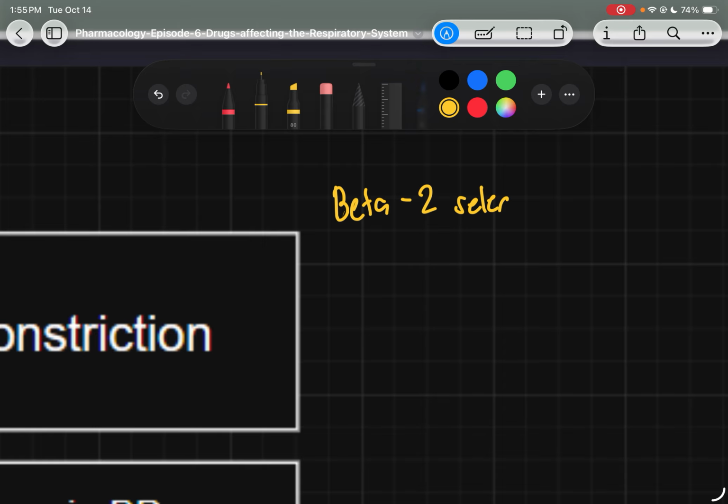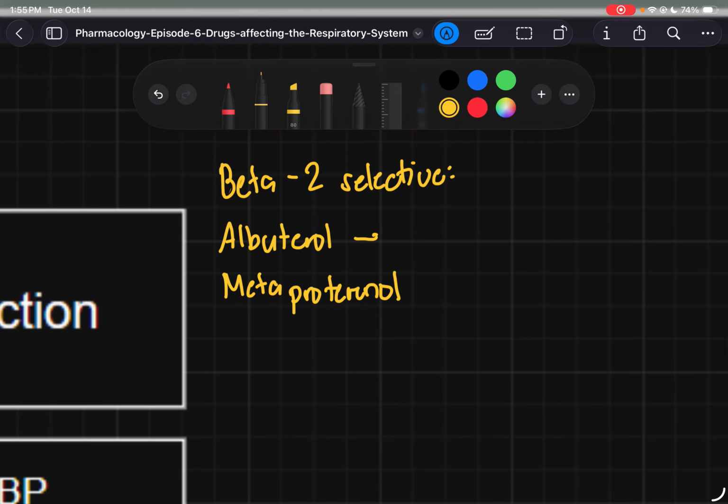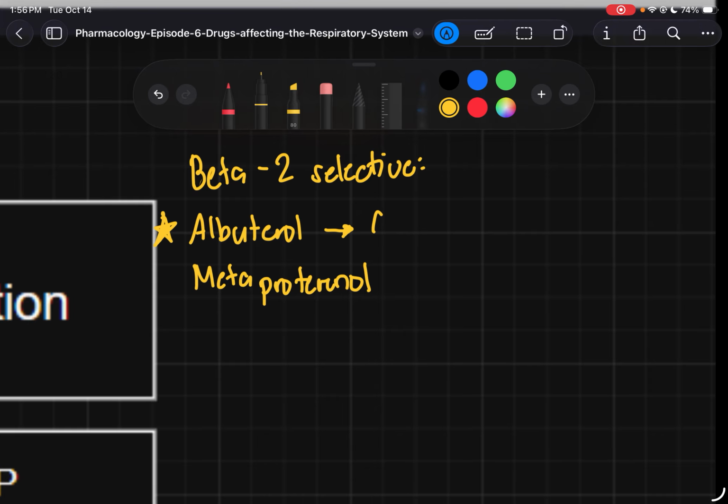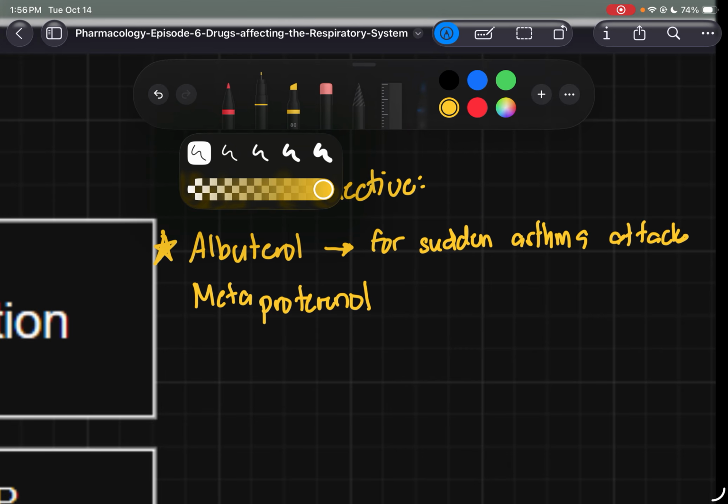Beta-2 selective, which is our albuterol and our metoprolol. Now, albuterol, class, I want you to put a big star on this. This is for sudden asthma attacks. This is for emergency asthma attacks.